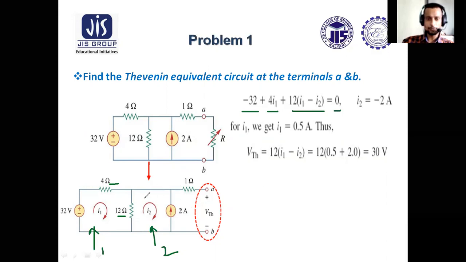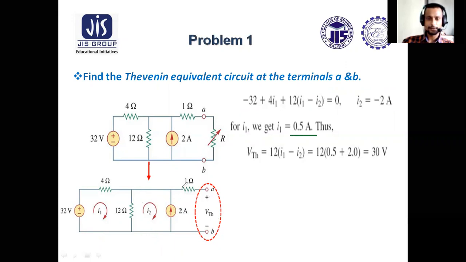And for second loop, this is I2. And the 2 ampere source is in the opposite direction. So I2 can simply be written as minus 2. So now substituting this minus 2 here, we'll get I1. Okay. Once I1 is found, 0.5 ampere, VTH equals to what?